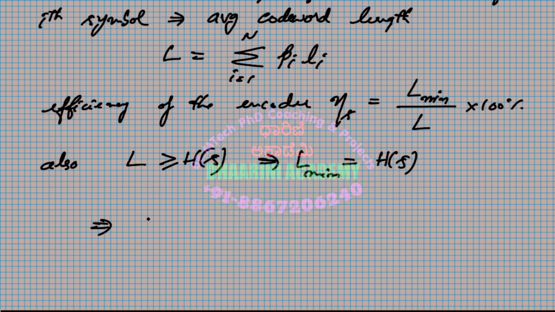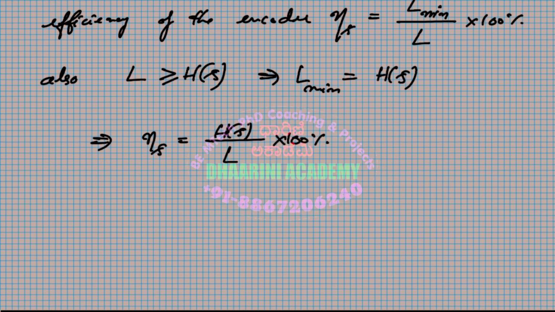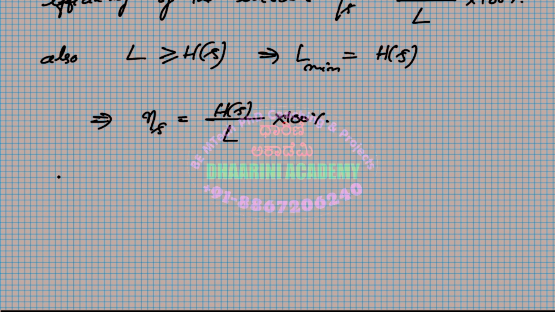Therefore, this implies the efficiency eta S can be equal to L min, which is H of S, correct? That is H of S divided by the average length times 100%. This is the equation we use in problems at a later stage. Also, I can calculate the redundancy if required.